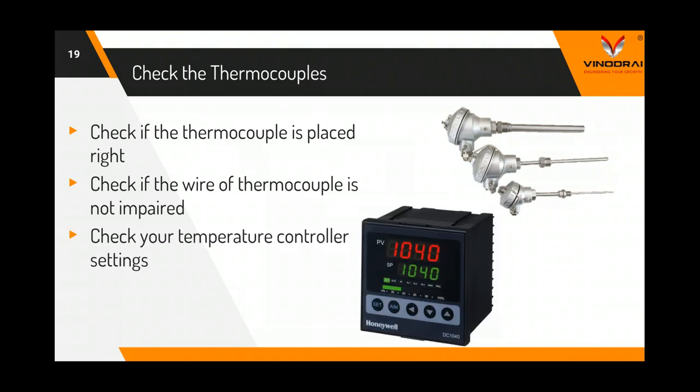Impaired wire may cause deflection in the reading, which is not desirable, so check for impaired wires in your thermocouple. Also, one very important thing, mostly when you change your thermocouple or you're using a new temperature controller, make sure that the settings of your temperature controller are complying with your thermocouple, because finally the temperature controller which you are using and a proper setting will help you gain good efficiency.